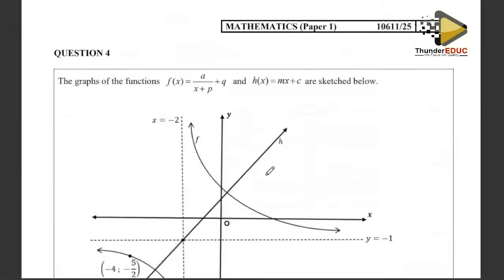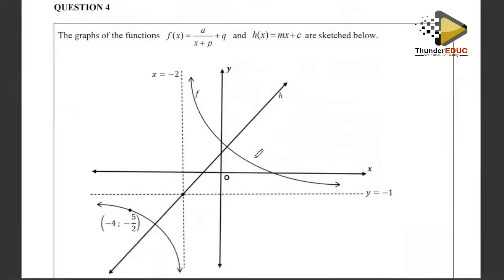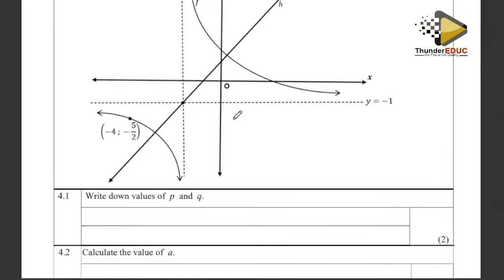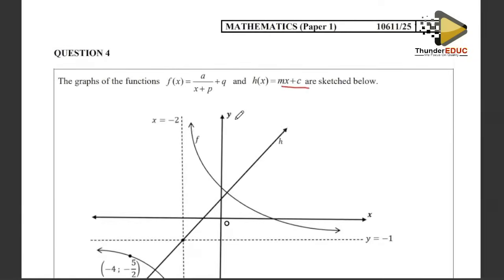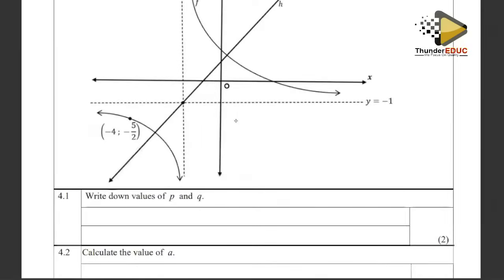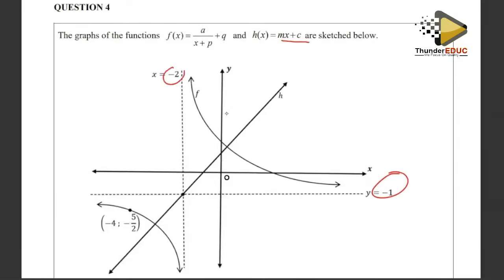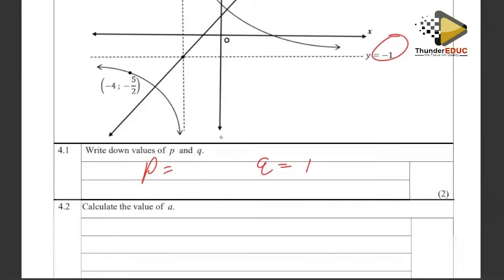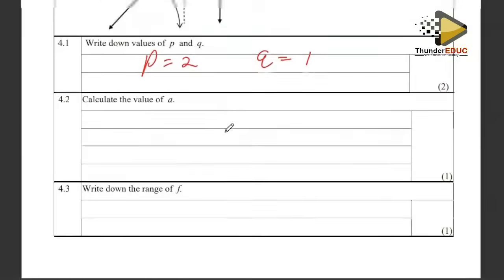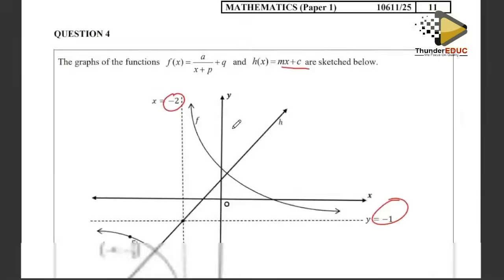Then question number 4, the functions. They're telling us that the graphs of the functions f of x equals a over x plus p, plus q, and then h of x equals mx plus c are sketched below. Okay. They want us to write down the values of p and q. So p and q, those are asymptotes, okay? So we can see that y is -1, so q is -1. Then they told us that p, okay, we know that this asymptote is at -2, then p must be just +2. Okay, then calculate the value of a, but why just 1 mark?